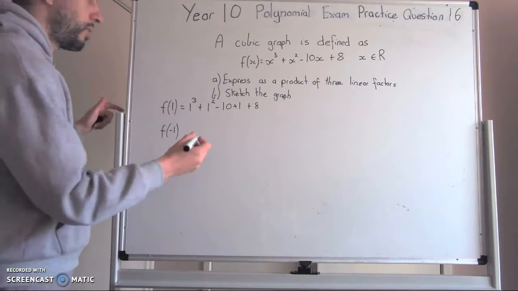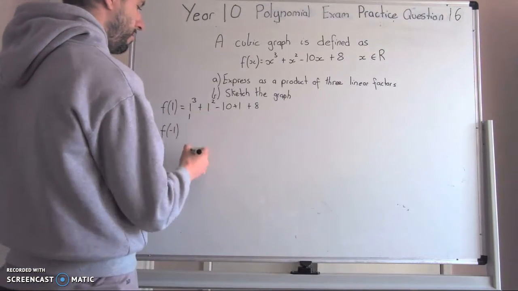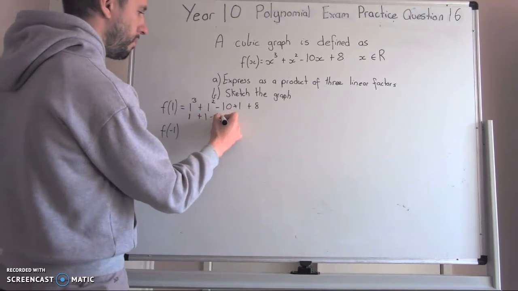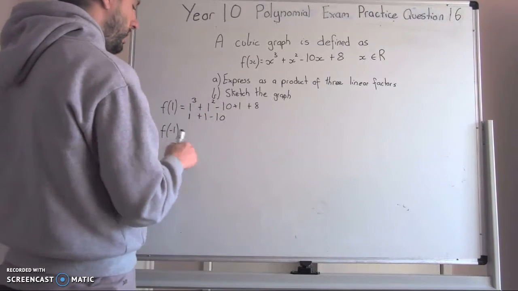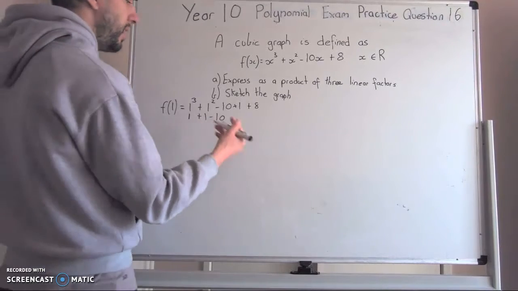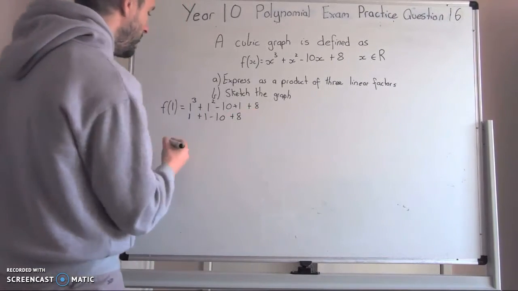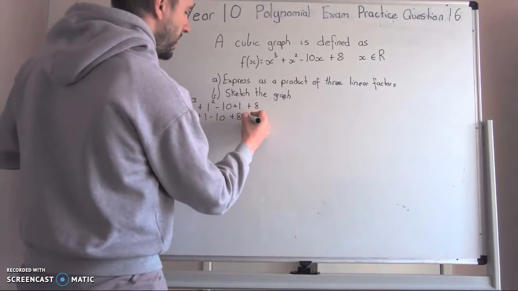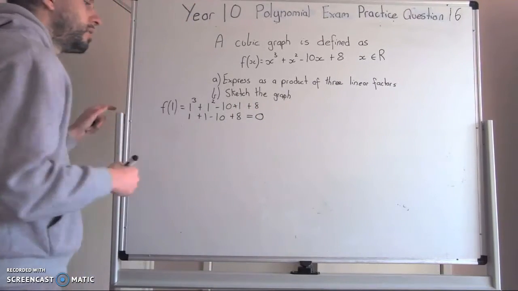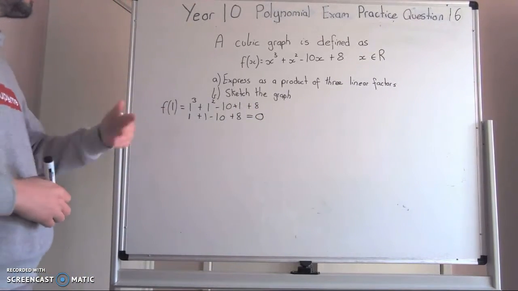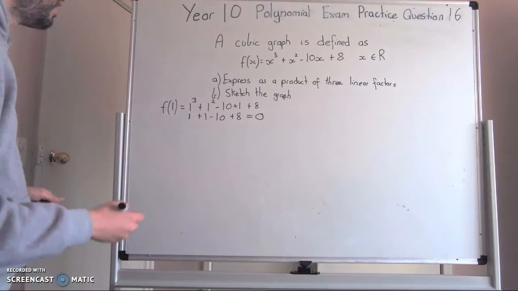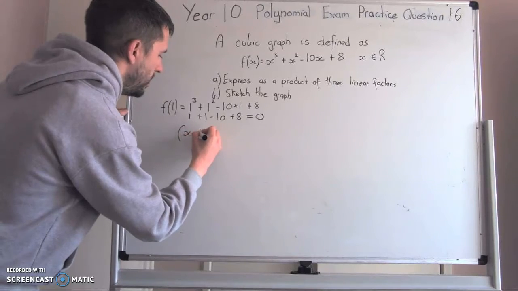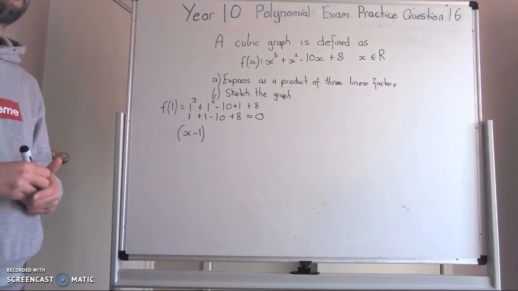So 1 to the power of 3 is, well, 1. 1 squared is 1. Negative 10 times 1 is negative 10, plus 8. So 1 plus 1 is 2. 2 take away 10 is negative 8. Negative 8 plus 8 equals 0. So this shows me that we have a factor. Now that means this factor is going to be x minus 1, because x is 1.